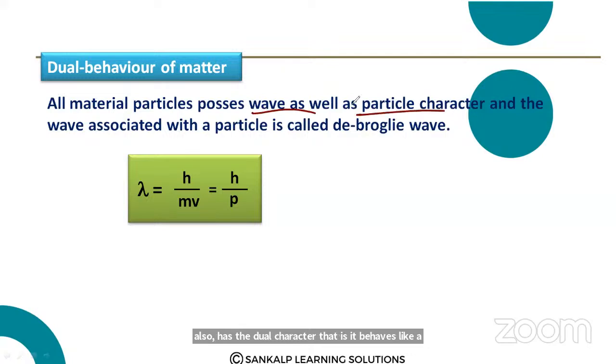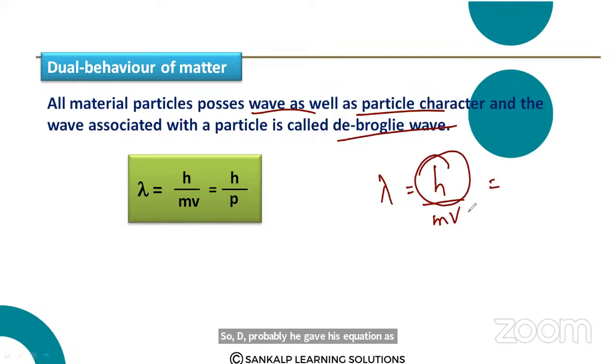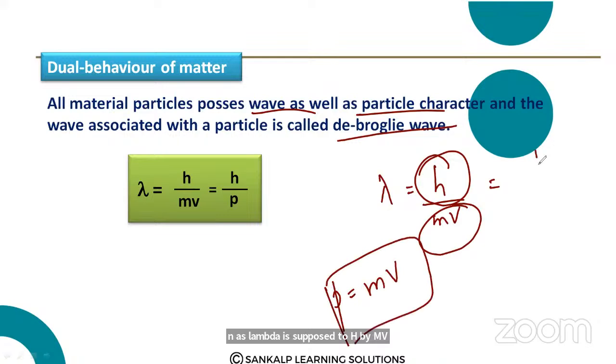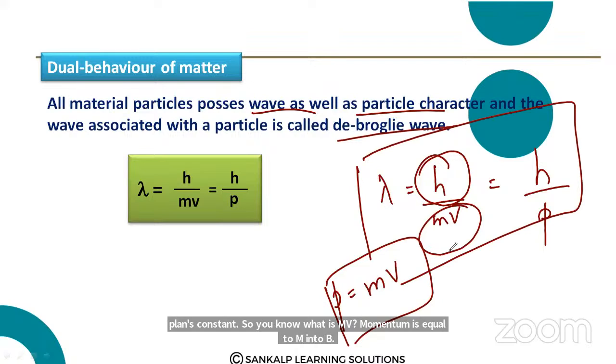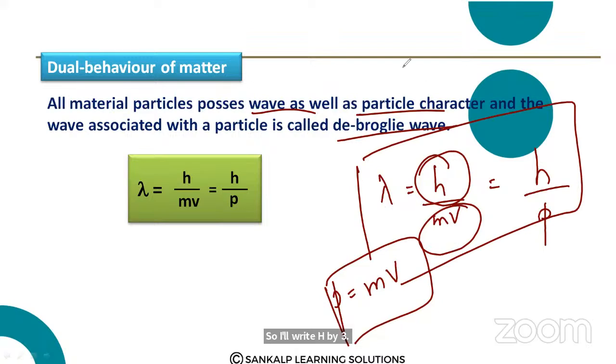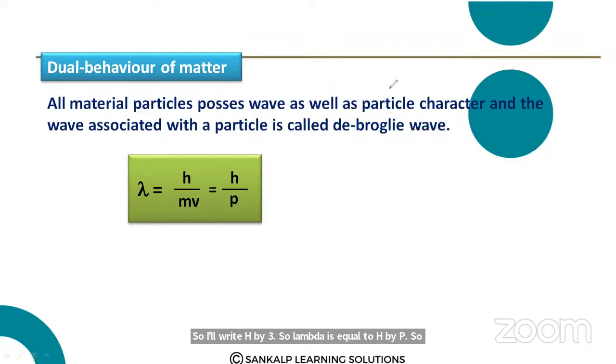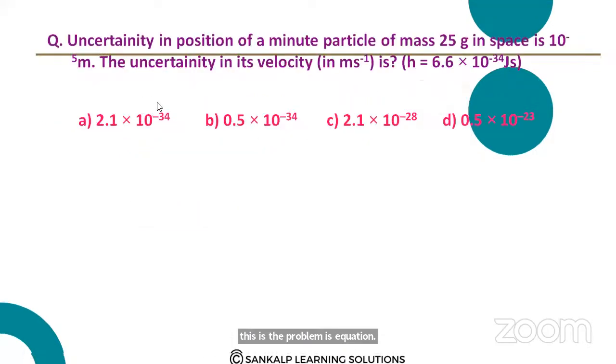This wave which is associated with the particle is called de Broglie's wave. This is given as de Broglie's equation. De Broglie gave his equation as lambda is equal to h by mv, where h is the Planck's constant. You know what mv is? Momentum is equal to m into v. So I'll write h by p. So lambda is equal to h by p. This is de Broglie's equation. As electromagnetic radiation has dual character, matter can also be considered as having dual character.